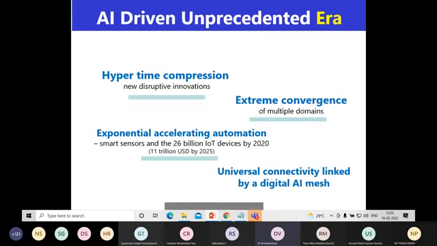Then the AI-driven unprecedented era. One is hyper time compression, where people are looking for new distributed innovations, extreme convergence of multiple domains and exponentially accelerating automation. What I'm talking about is that now people are looking for automation where they are trying to bring parts and big IoT devices together, and then this data will be analyzed by our AI.